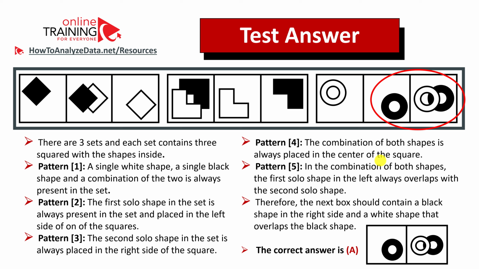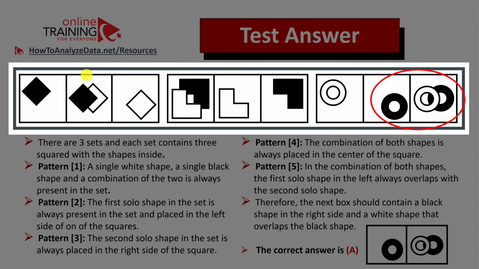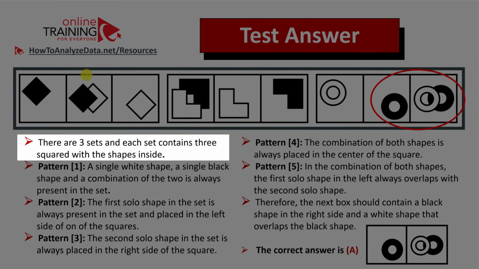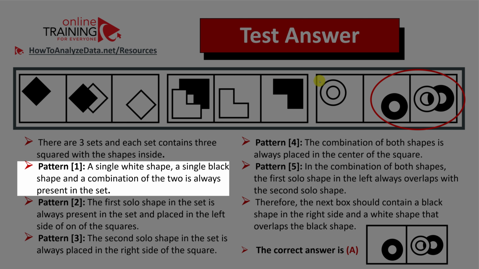There are multiple different patterns, in fact 5 different patterns present in this question. Let's look at each one of the patterns. First of all, let's look at the sets. We have 3 sets, and each set contains 3 squares with shapes inside. So let's look at the first pattern. The first pattern is that a single white shape, a single black shape, and a combination of the 2 is always present in the set.